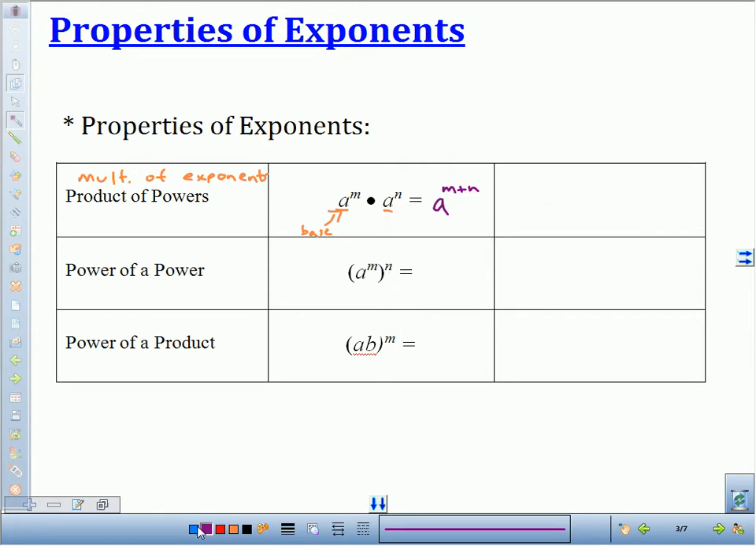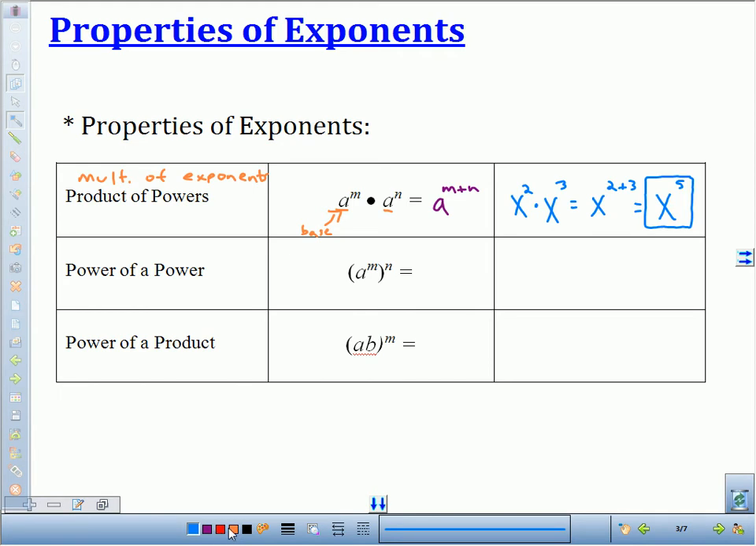And if we see an example here, it would look like this. If I had x squared times x to the 3rd, that would be x to the 2 plus 3, which equals x to the 5th. Of course, I don't have to write this step out every single time. Once I've got the idea, I can just jump right to it.